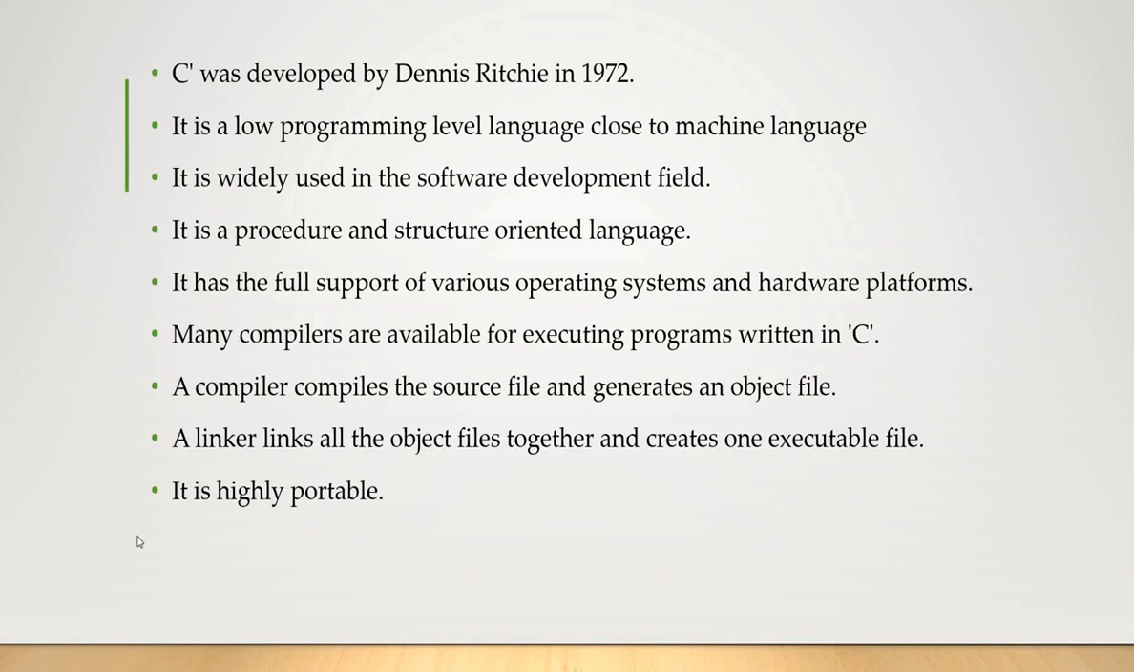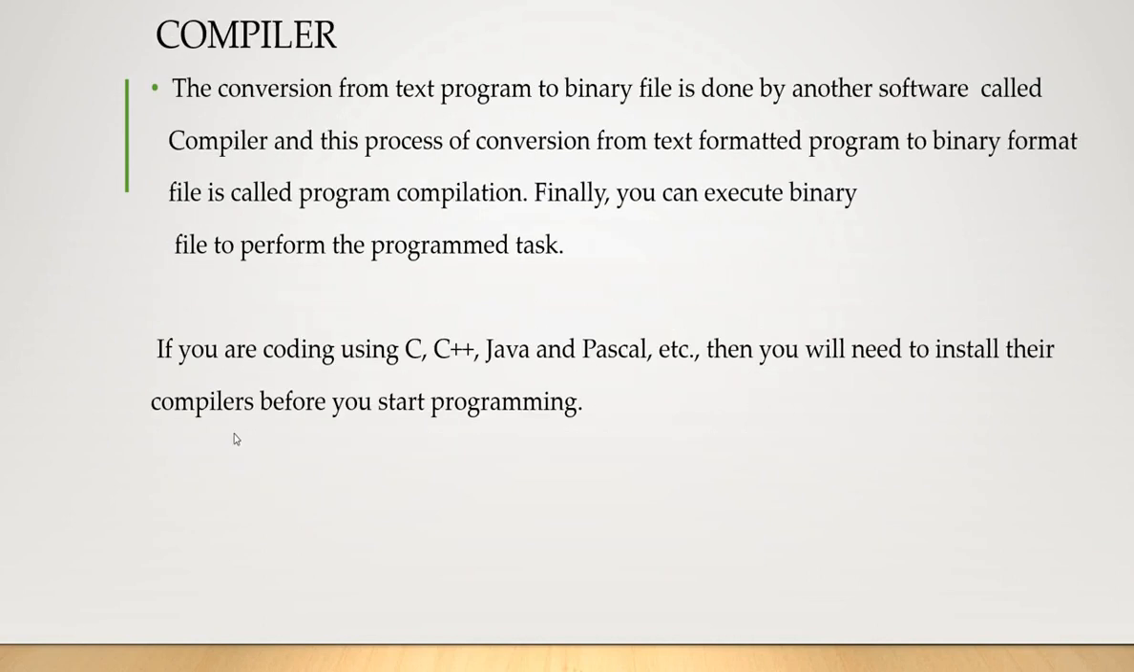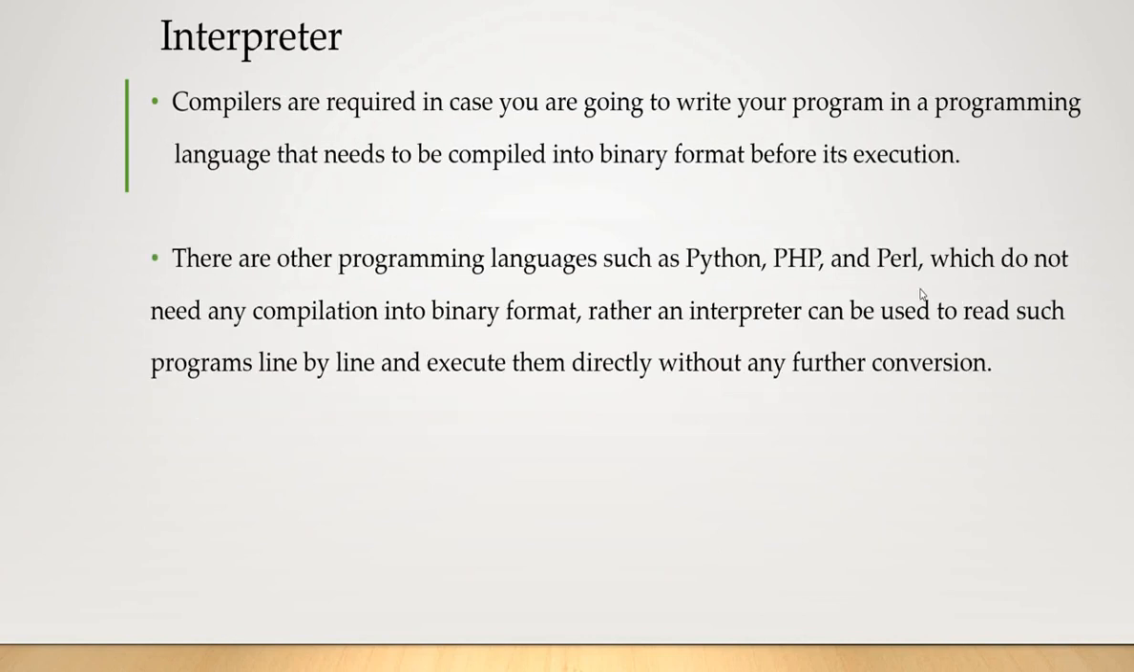So you may ask a question, what is a compiler? A compiler is a software which converts the text program to a binary file so that the programmed task can be executed. In case you are using programming languages like C, C++, Java and Pascal, then you have to install the compiler for coding. But if you're using programming languages like Python, PHP or Perl, there is no need of compilation. That means there is no need of compilers.